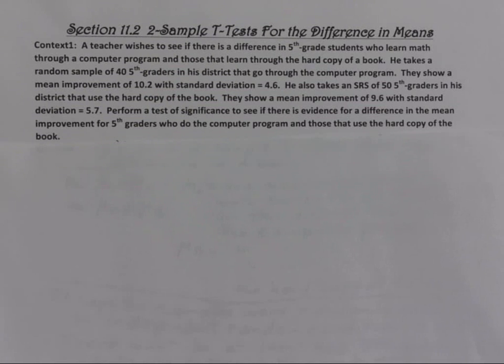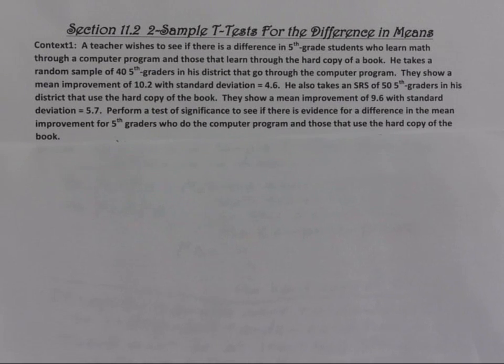Hello, friends. Today we are going to talk about how to do a two-sample t-test for the difference in means, which is section 11.2. So chapter 11 deals with hypothesis testing, otherwise known as test of significance, in regards to means. And remember, if it's in regards to means, we do t-tests. We use the t-distribution because, in general, we're not going to know what sigma is, and so we have to use s in its place.